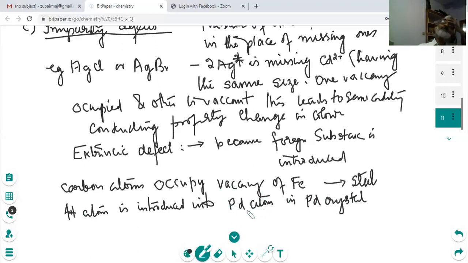And another example is, you know, the diamond. The colored diamond, not the usual diamond, is due to the impurity of some transition metals in the carbon lattice.